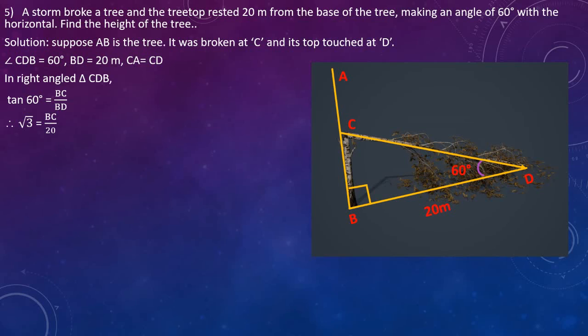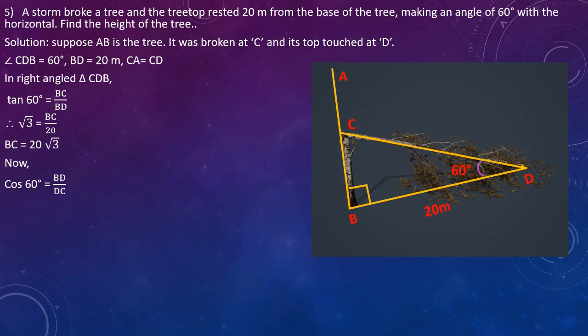So therefore tan 60 degrees we already know, that is root 3. BD we already know, that is 20. So substituting all those values here, we will get root 3 is equal to BC upon 20. So therefore BC is equal to 20 root 3. Now we have the value of BC, we are going to find out the value of AC. So now we know that AC is equal to CD. So if we find the value of CD, we will be getting the value of AC only.